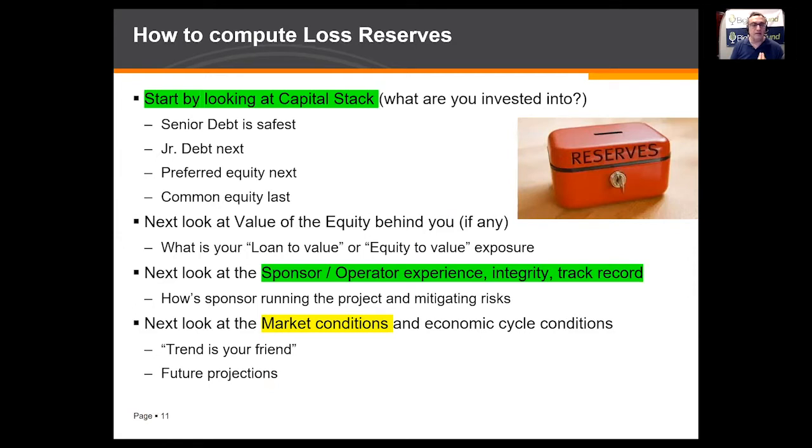Next, look at the value of the equity behind you. So if you invested in senior debt, there might be junior debt, there might be equity behind you. Look at the combination of what's behind you. How safe is your investment? What is your loan to value ratio or equity to value ratio? So if you're in an equity investment and then you take the senior debt ahead of you and then you add your equity and you are at 80% combined, the debt plus your equity, you still have 20% behind you. I'm not saying it's good or bad, but you need to know what it is.